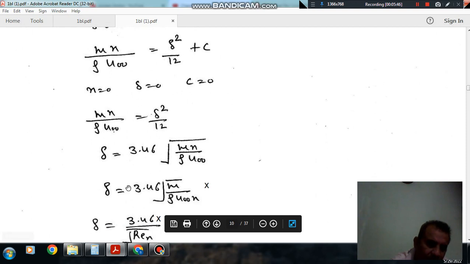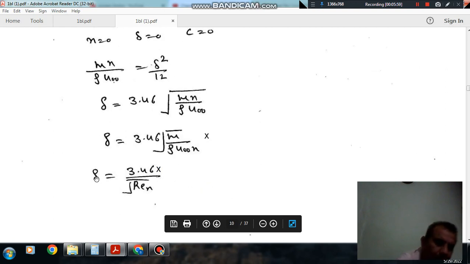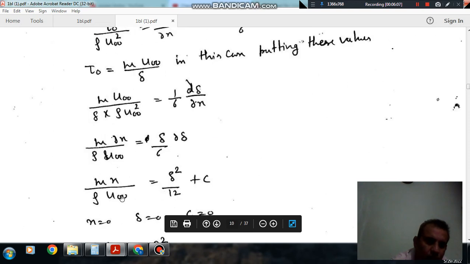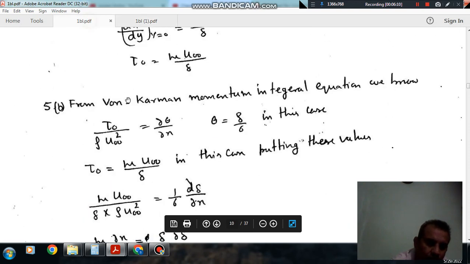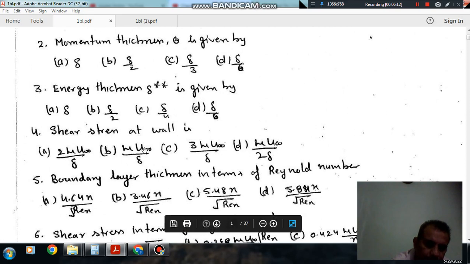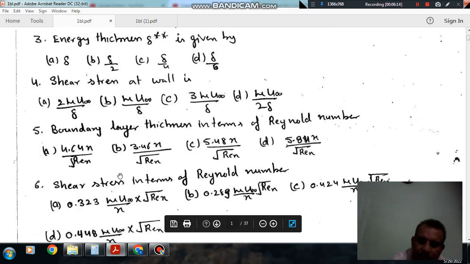So we can write it also like this: 3.46 root of mu by rho u infinity, and root x, multiplied by x. So your boundary layer thickness in terms of the Reynolds number will be 3.46 x divided by root Re x. Okay, so the answer to question number 5 is B.